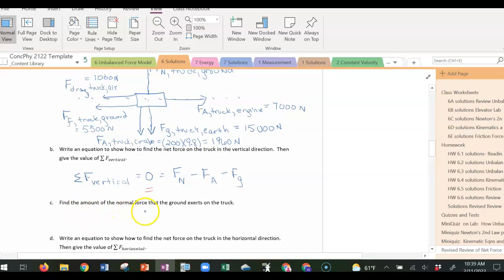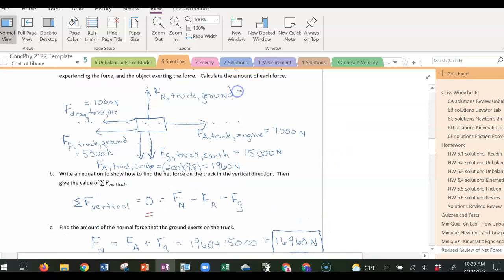Then it says find the amount of the normal force that the ground exerts on the truck. So the normal force must be the sum of the applied force by the crate and the gravitational force. So it would be the 1960 plus the 15,000. One way to think of this is that because the truck is at equilibrium in the vertical direction, there has to be as much force pulling the truck up as there is pulling it down. So that normal force would be 16,960 newtons. And I'm going to come up here to my force diagram and just add that value in.